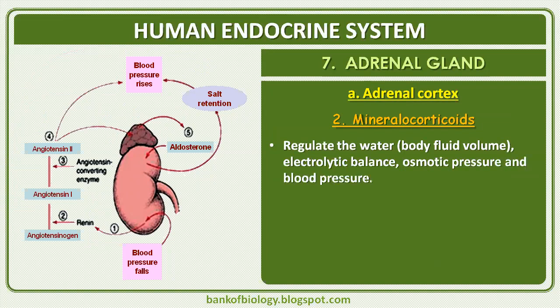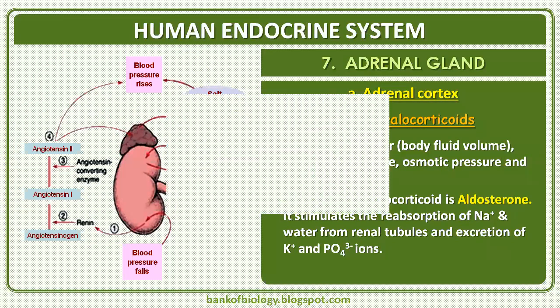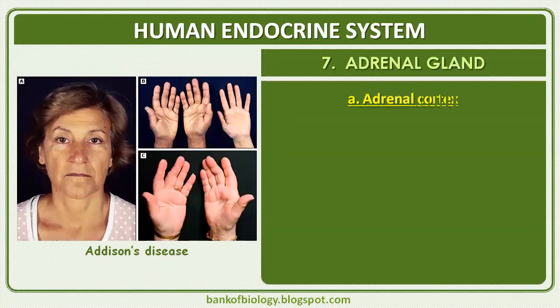Electrolyte balance, osmotic pressure and blood pressure. The main mineralocorticoid is aldosterone. It stimulates the absorption of sodium and water from the renal tubule, and tubular secretion, as we call it, of potassium and phosphate ions. Then we need to go to the disorders.